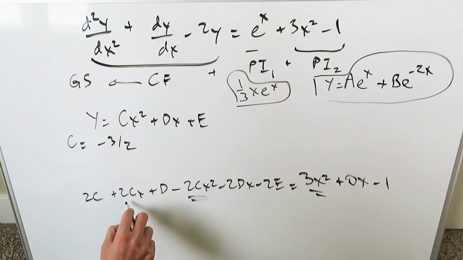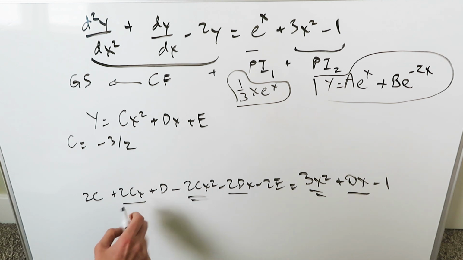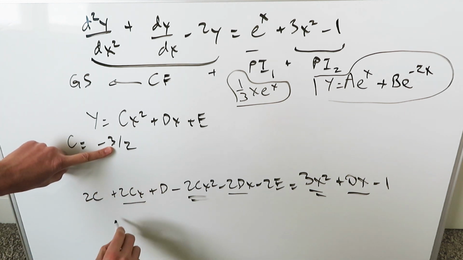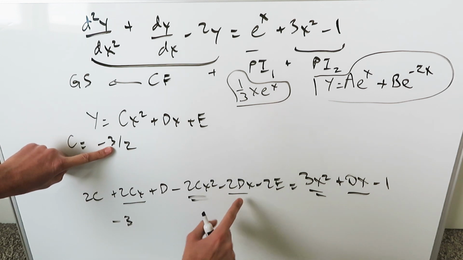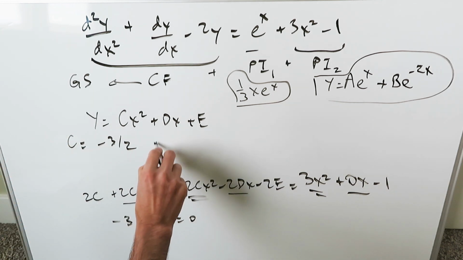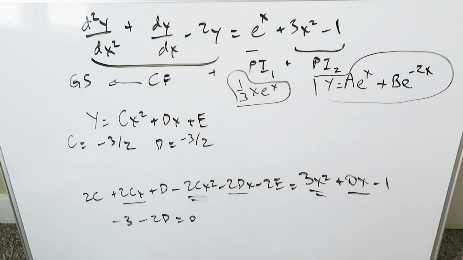Now look at your linear terms, your x terms, which I'm marking for you right here. I have a 2c, but I know c is minus 3 over 2. 2 times minus 3 over 2 is a minus 3. Then I have a minus 2d is equal to 0. Solve for d. When you solve for d, what do you get? You have here a minus 3 over 2 again. Solve it out, it's easy, minus 3 over 2.